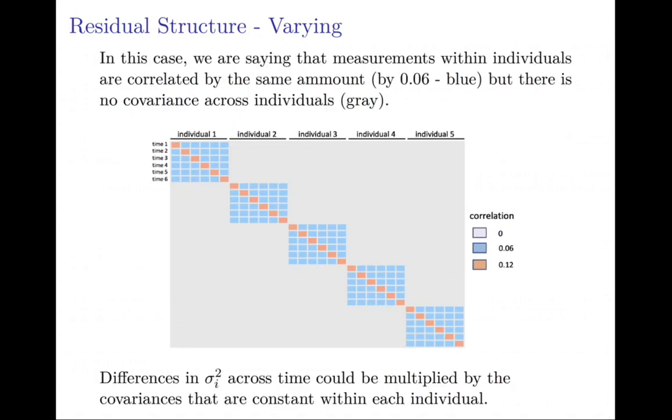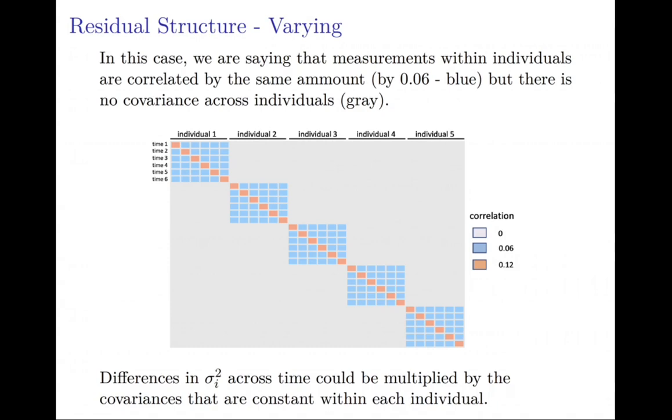So let's think about this in a little bit more complicated or more realistic of a case. Imagine you have 5 individuals and you have 6 measurements per individual. So you can see I have the large blocks in this figure indicated as your individuals 1 through 5, and each row and column is time 1 through 6, or repeated. So here you can see that within an individual, the correlation between their values is estimated as 0.06, but there's no covariance across individuals.